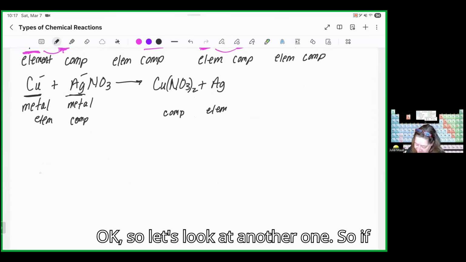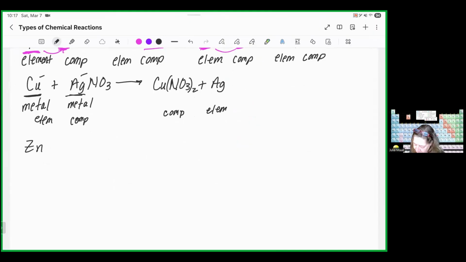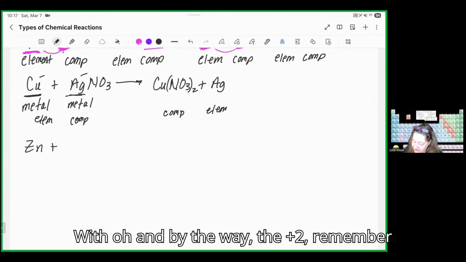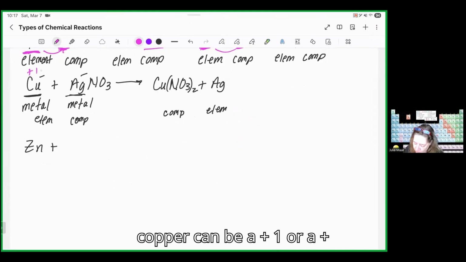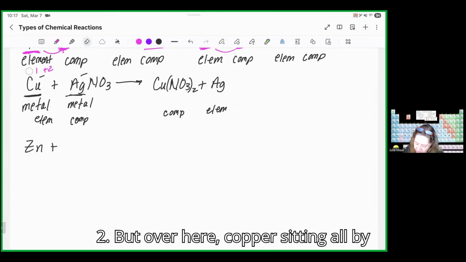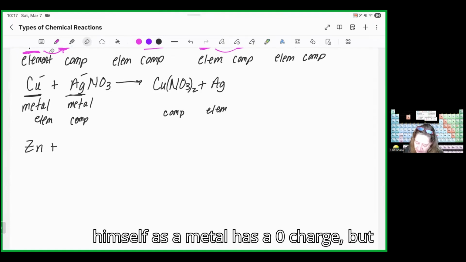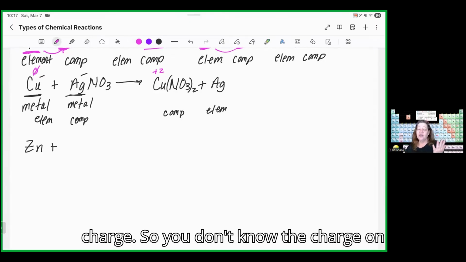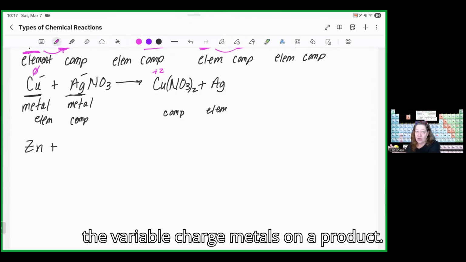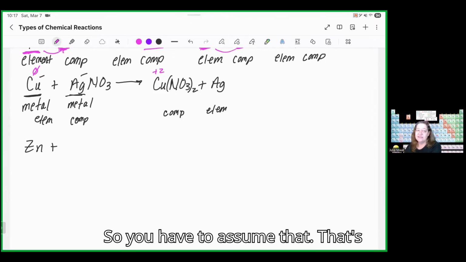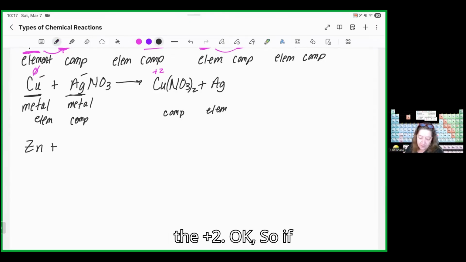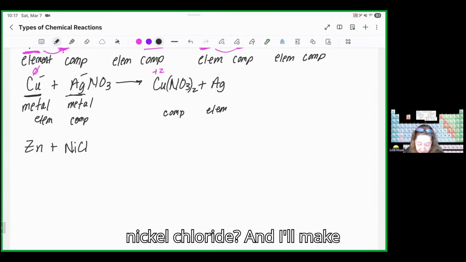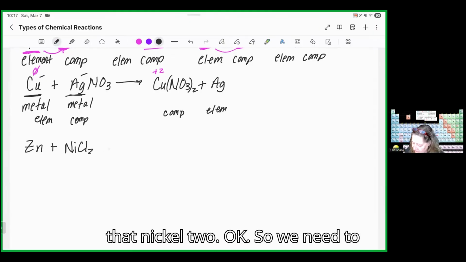So if I have zinc with, oh, and by the way, the +2, remember copper can be a +1 or a +2, but over here, copper sitting all by himself as a metal has a 0 charge. But over here, we're going to assume a +2 charge. So you don't know the charge on the variable charge metals on a product. So you have to assume that it's the +2, okay? So if I had zinc with, say, nickel chloride, and I'll make that nickel 2.